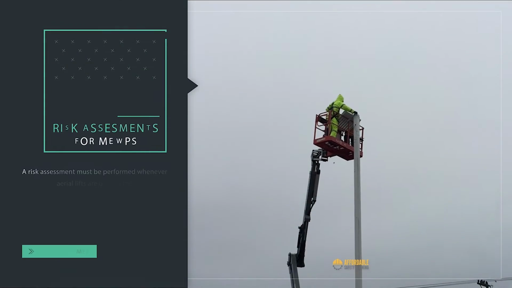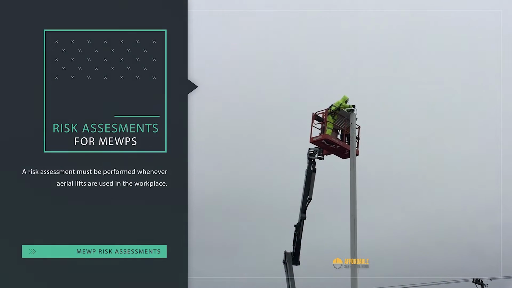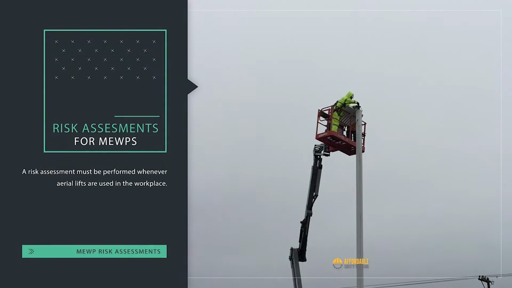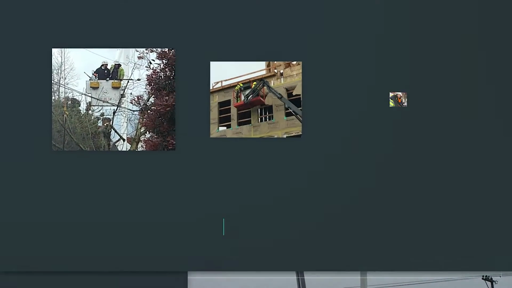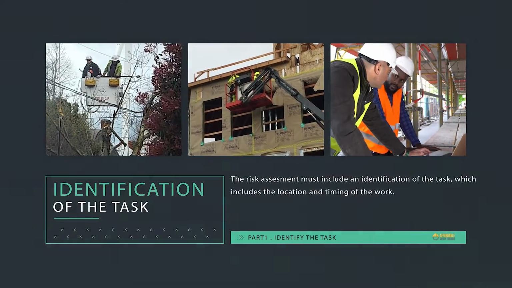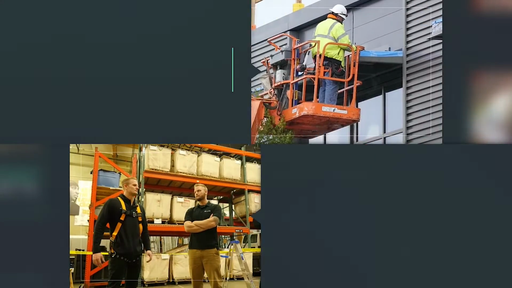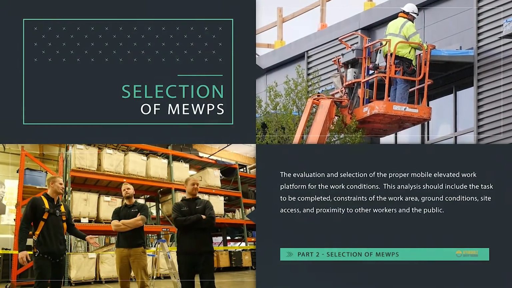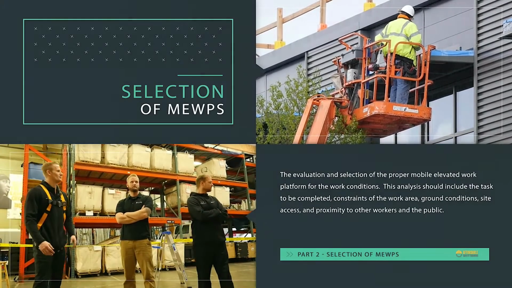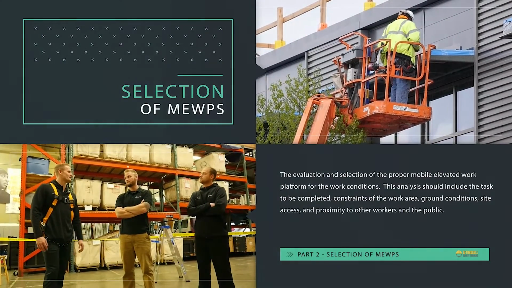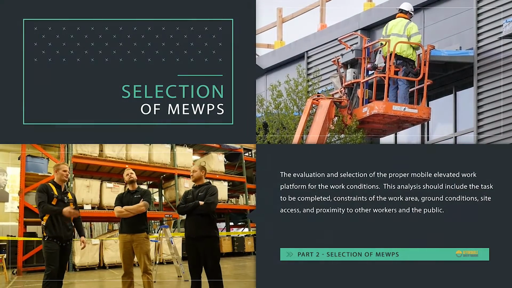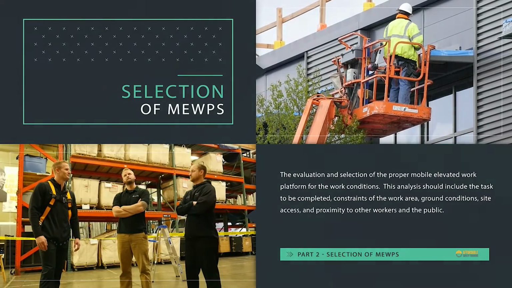A risk assessment must be performed whenever aerial lifts are used in the workplace. The risk assessment must include an identification of the task, which includes the location and timing, and the evaluation and selection of the proper mobile elevated work platform for the work conditions. This analysis should include the task to be completed, constraints of the work area, ground conditions, site access, and proximity to other workers and the public.